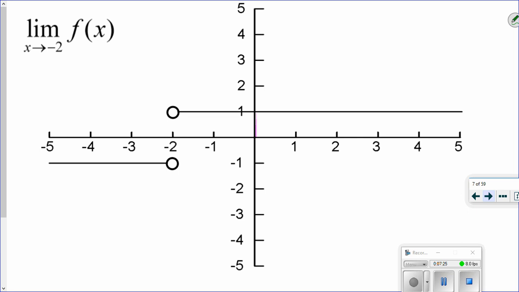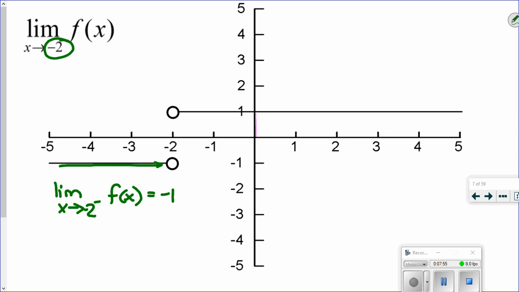So now let's look at this one. Now we have this piecewise function, and we want to know the limit as x approaches negative 2. We have to show the limit from the left and the right, remember? So the limit from the left of this function: what's the y value as it's coming from the left-hand side towards negative 2? Well, the y value is negative 1.